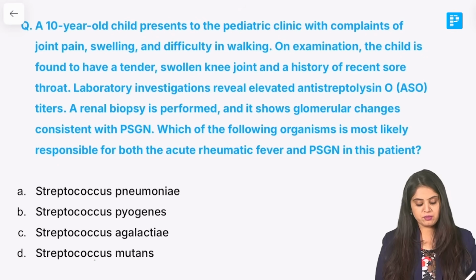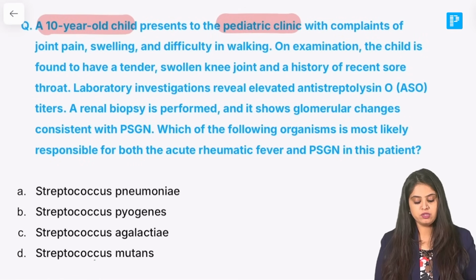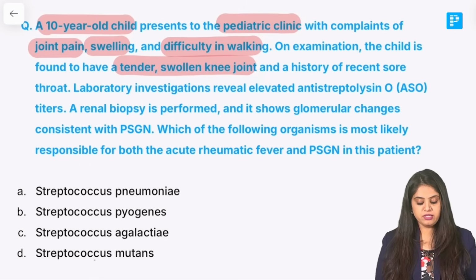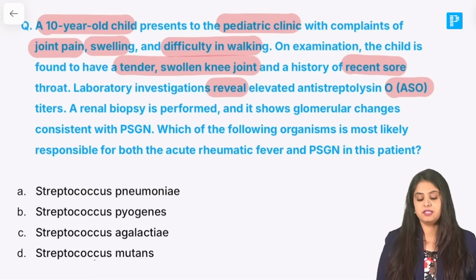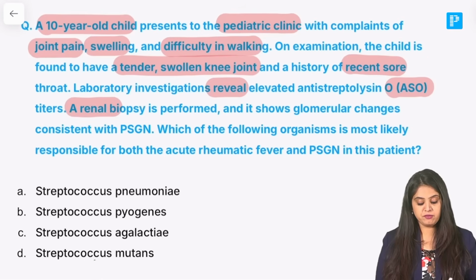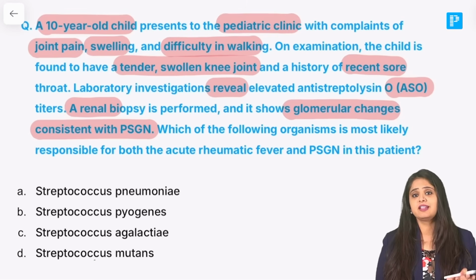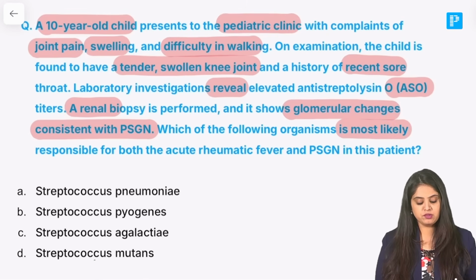Moving on to the next question, where we have a 10-year-old child coming to the pediatric clinic with joint pain, swelling, and difficulty in walking. There is a tender swollen knee joint and a recent history of sore throat. Reminds me immediately of streptococcus. I do ASO levels and the ASO titers are going to be elevated. Now, renal biopsy is performed and there are glomerular changes consistent with PSGN, and I wish I would have read this line first. Now they've asked you which is the organism most likely responsible for both.